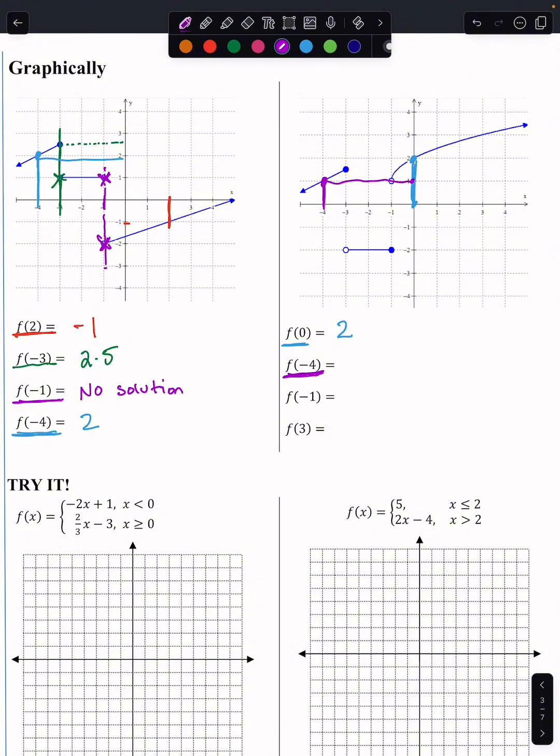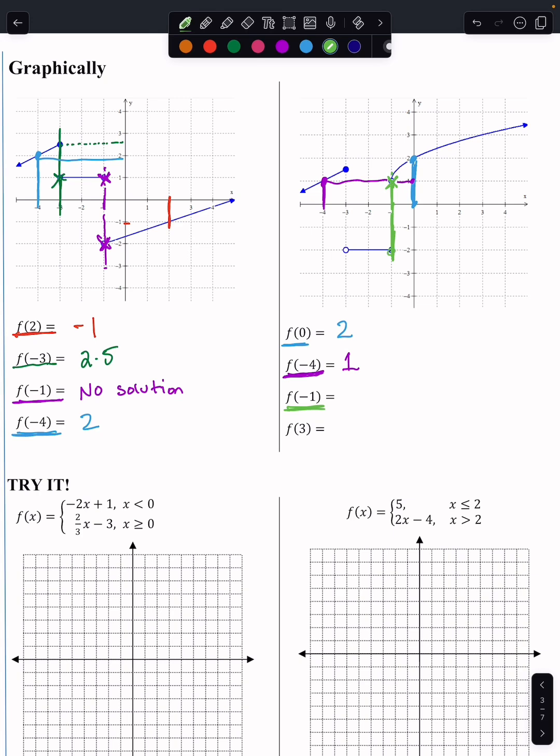Okay, let's go to where f is -1. At -1, I have this one where it touches, and I have this one where it touches. And if we remember correctly, what happens there? That is an open circle. So what that means is that is not included. So it can't be that one. So it has to be this one down here at -2.